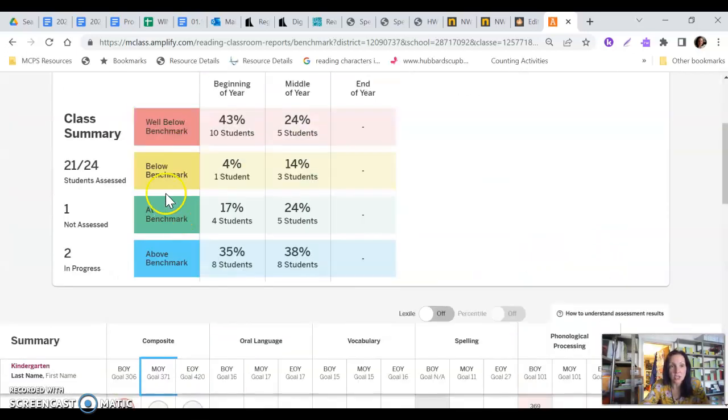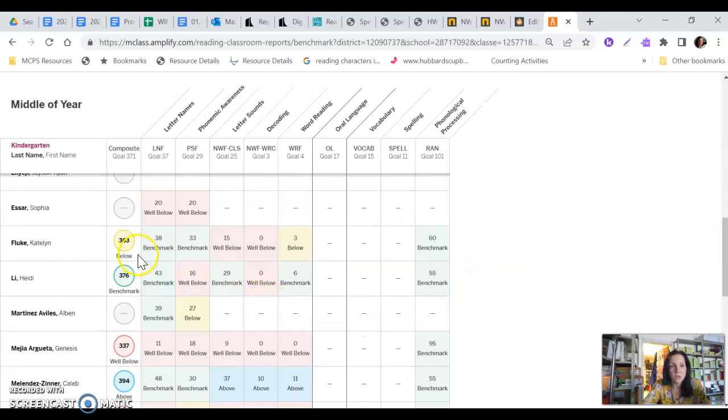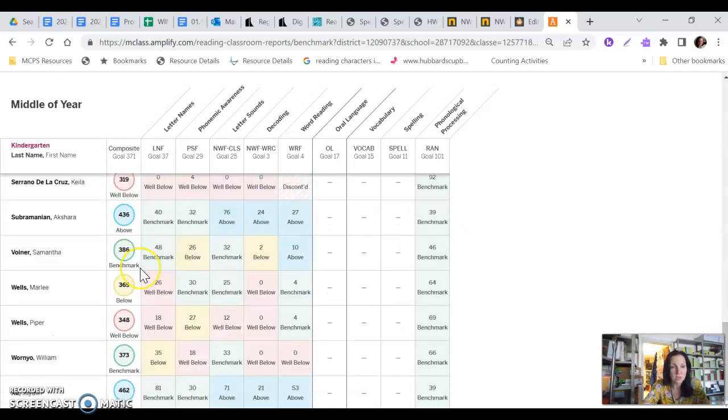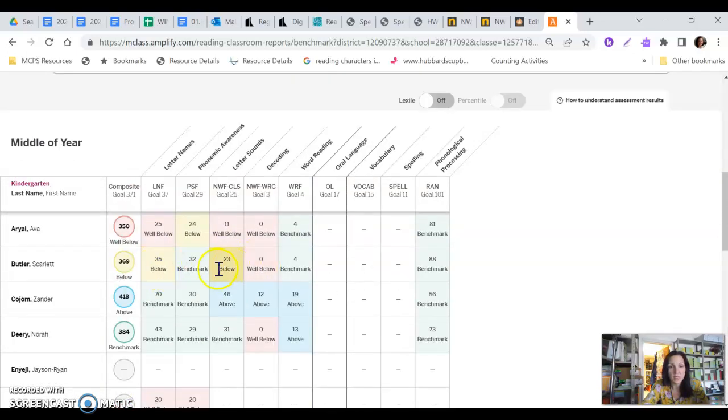Now, what we can go back and do is really go look at those subtests from middle of year on those students. Let's look at the student that had 369. So letter naming and then letter sounds. So we can work on that. We can work on the blending. Maybe that student's just on the cusp of using those letter sounds to blend words, okay? But their word reading, they got the benchmark, so they're learning those heart words and met the goal.